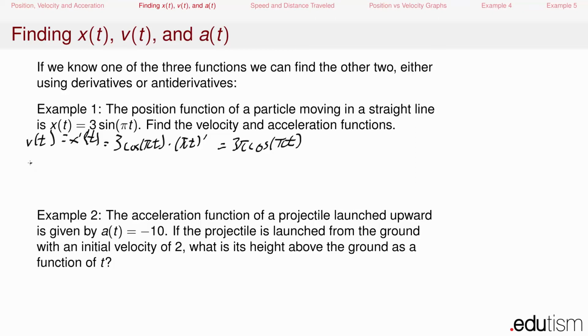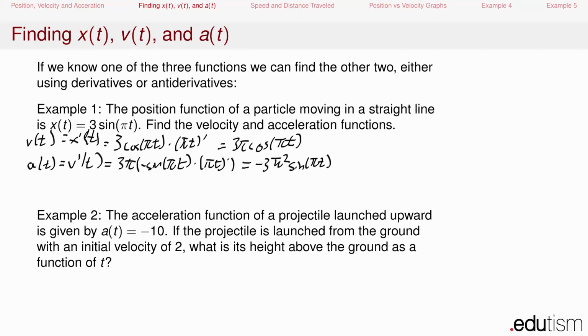Now if we want to find the acceleration function, we've got to take in turn the derivative of the velocity function. When we do that, the 3 pi is a constant, it's going to stay in front, the derivative of cosine is negative sine, and then we have to multiply by the derivative of the inside function, pi t prime, which is just pi, so we get negative 3 pi squared sine of pi t. So again, using differentiation, we can find the velocity and acceleration functions from the position function.